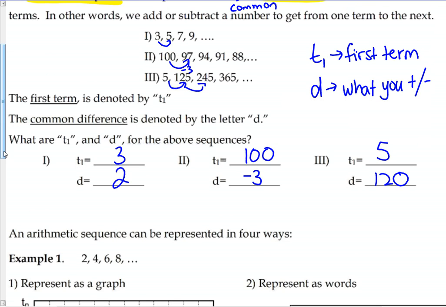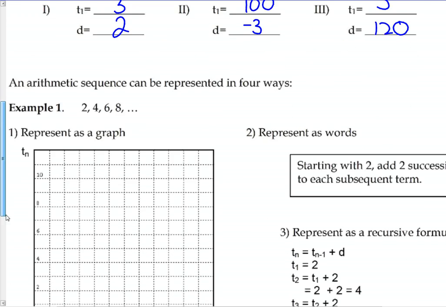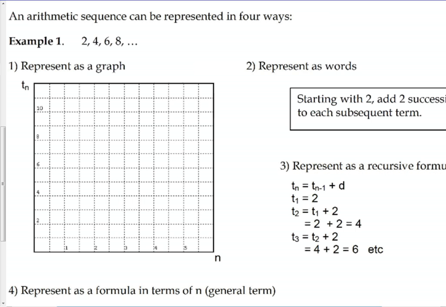So why did we do that activity? You're going to see that we need to pick out the common difference and the first term in order to make the general term, the formula. I know it's a weird name for formula, general term, but that's what it means. Arithmetic sequence can be represented in 4 ways.